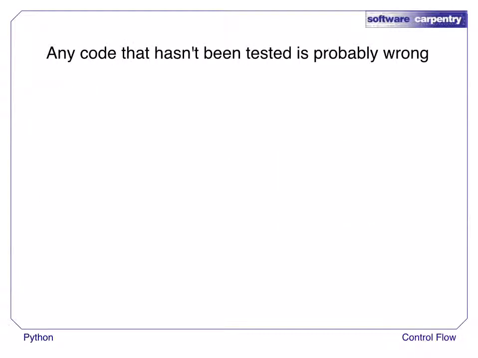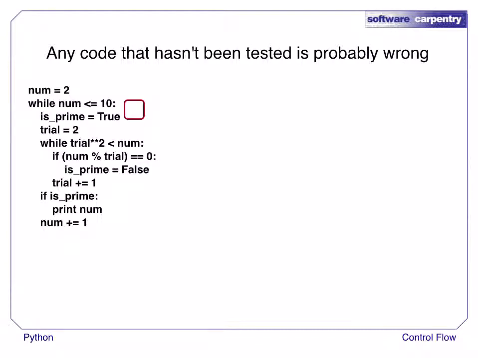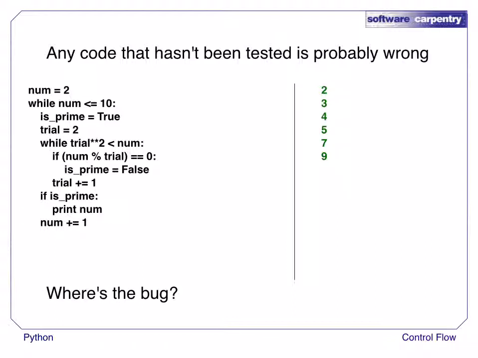And as a lot of programmers will tell you, any code that hasn't been tested is almost certainly wrong. So let's have a go at changing the bound on the outer loop so that we only print out the primes up to 10. So here's its output. Hang on a minute. 4 and 9 aren't primes. So where's the bug?